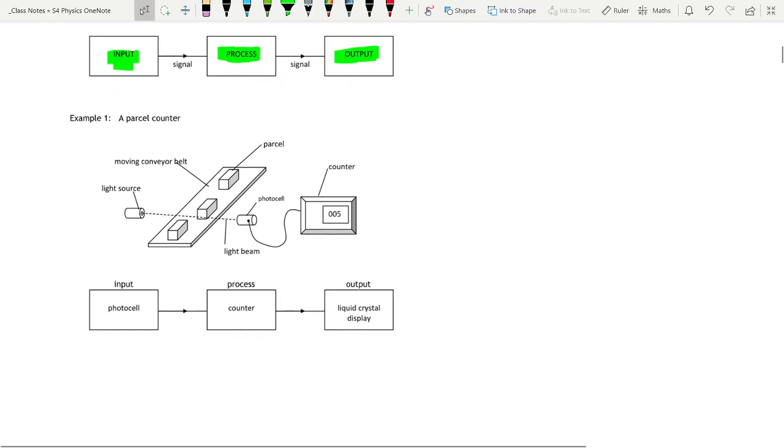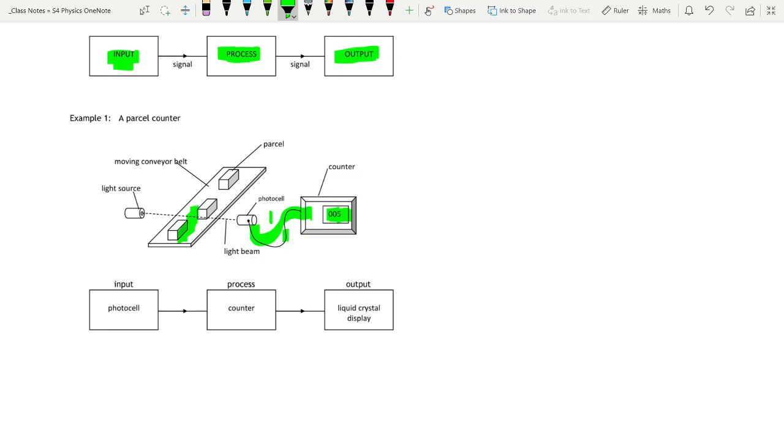So for example, a parcel counter. So in this one, what we have parcels moving along a conveyor belt, and they will at some point cut this light source. It's basically a light gate, okay? And whenever something cuts that light source, the signal gets sent to the counter, which tells you how many parcels there are on this conveyor belt.